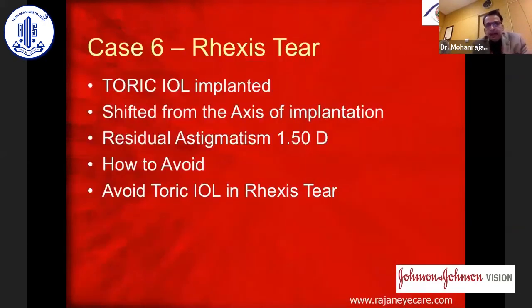Again, when you have a Rhexis tear, I would not suggest putting a toric lens, because you don't have the integrity of the bag, and you cannot guarantee long-term centration of this lens. And that's what has happened.